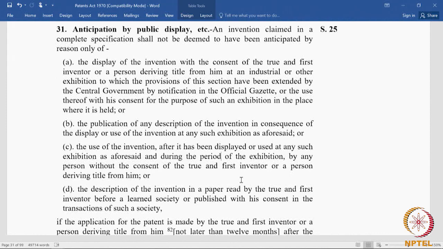Or D, the description of an invention in a paper read by the true and first inventor before a learned society or published with his consent in the transactions of such a learned society. A paper describing the invention read by the true and first inventor. So, we are only talking about the inventor here, no assignee or applicant comes in here.